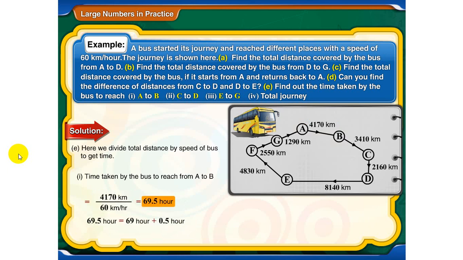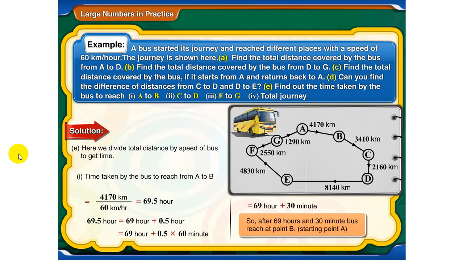69.5 hour is equal to 69 hour plus 0.5 hour, which is equal to 69 hour plus 0.5 into 60 minute. Here we convert hour into minute, and that is equal to 69 hour 30 minute. So, after 69 hours and 30 minutes, the bus reaches at point B starting from point A.